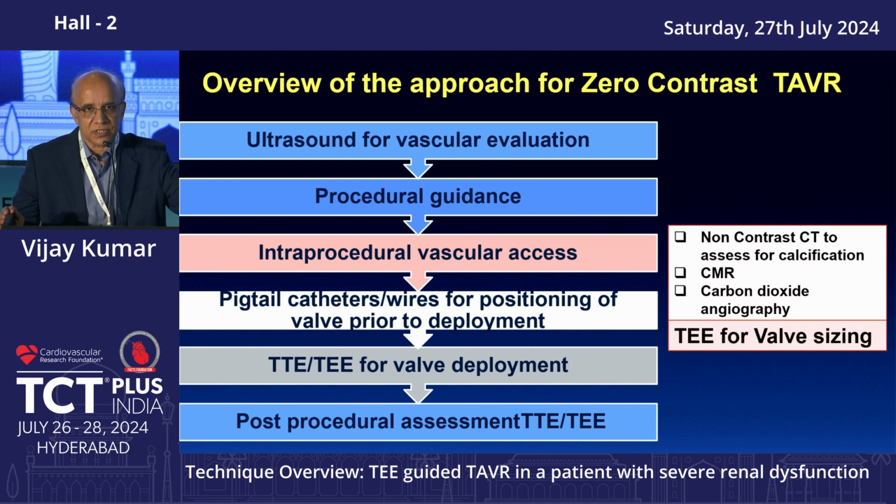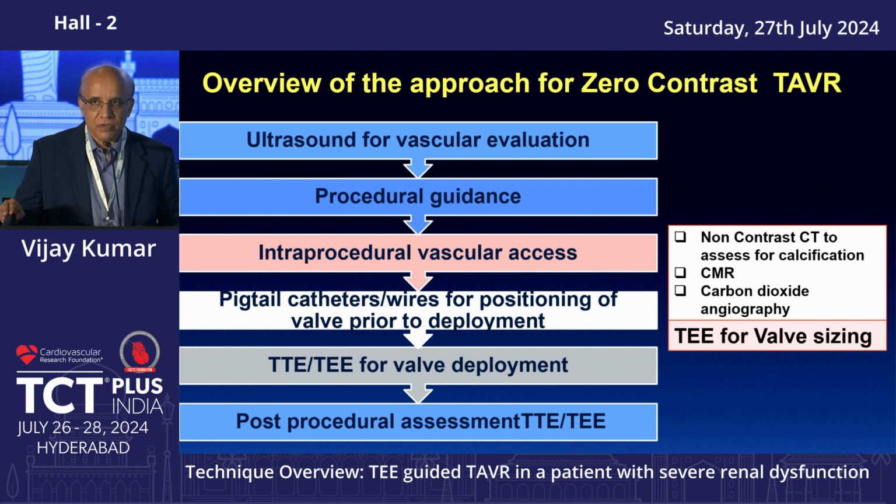and non-contrast imaging techniques would include a simple transthoracic echo, a transesophageal echo, and moving to the CT, a non-contrast CT of the peripheral vasculature, the access vessel delineation by non-contrast CT. And in some centers where carbon dioxide angiography is used, they also use that for doing a carbon dioxide angiography of the peripheral vasculature.